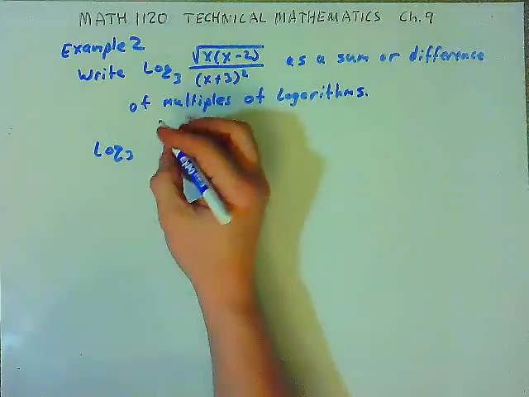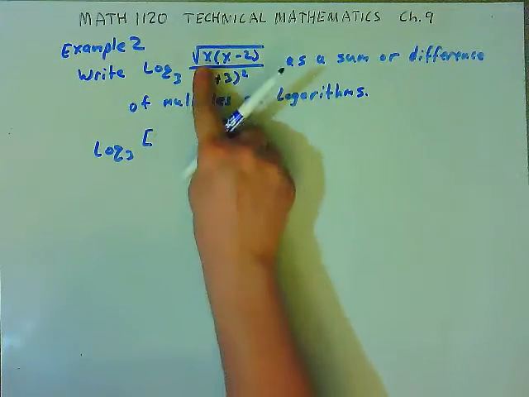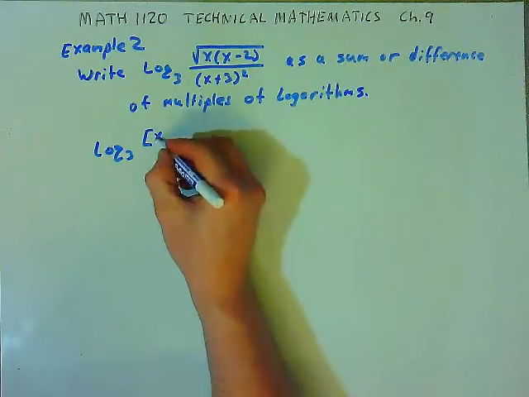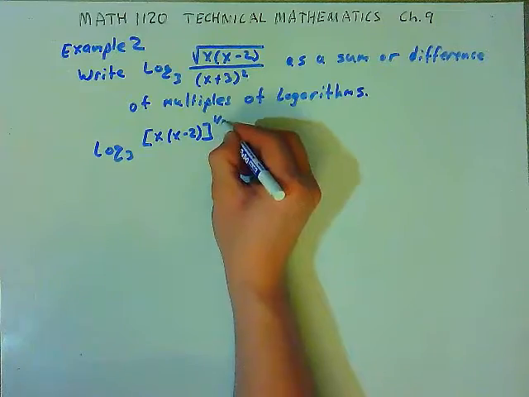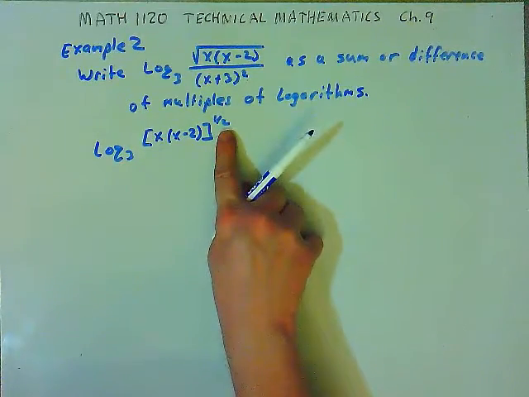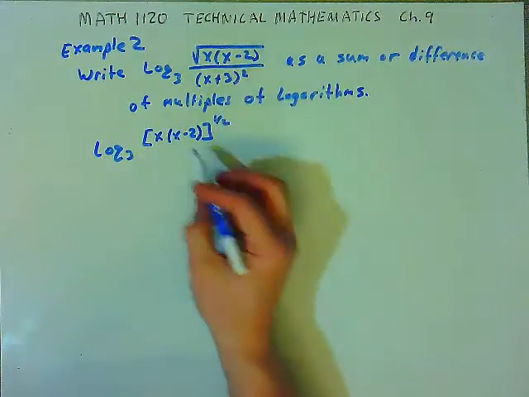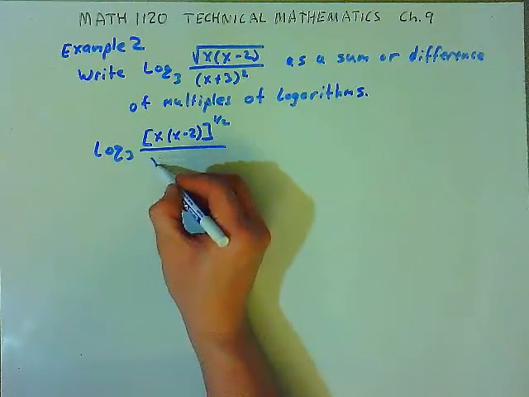And so to do that, we need to remember that the square root is the same thing as raising all of this to the 1/2 power. Raising all of this to the 1/2 power is the same thing as the square root. And so that's what I want to do first.